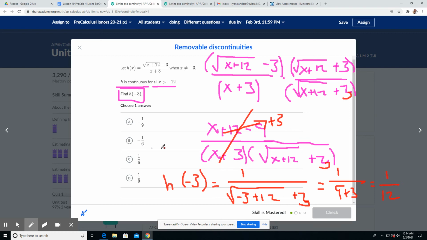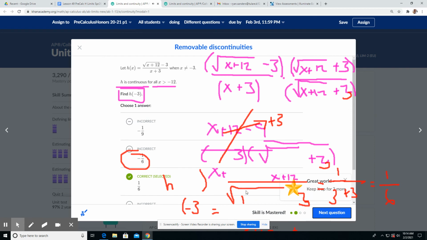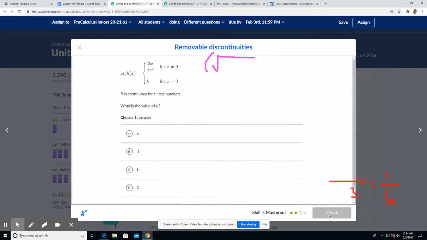Square root of 9. Going a little too fast. Good thing about having multiple choice. Square root of 9 is 3. 3 plus 3 is 6. So 1 over 6, and I got positive 1 over 6. All right, so the technique is you want to cancel out the issue, and then you can plug in your value. The next one's probably the same.